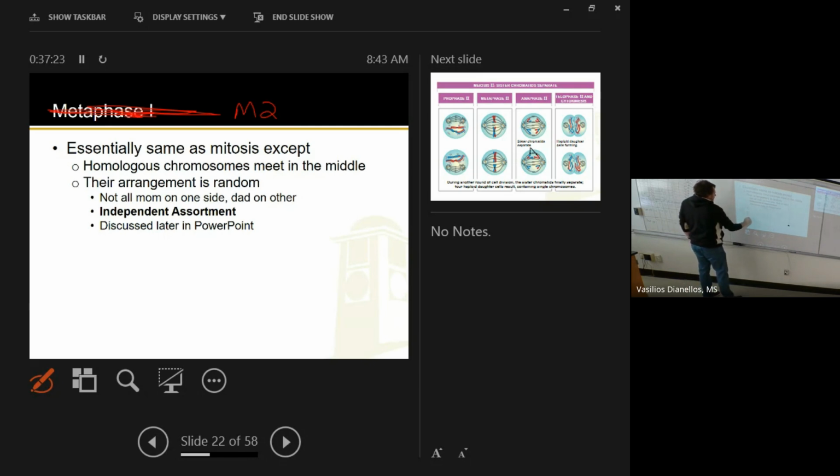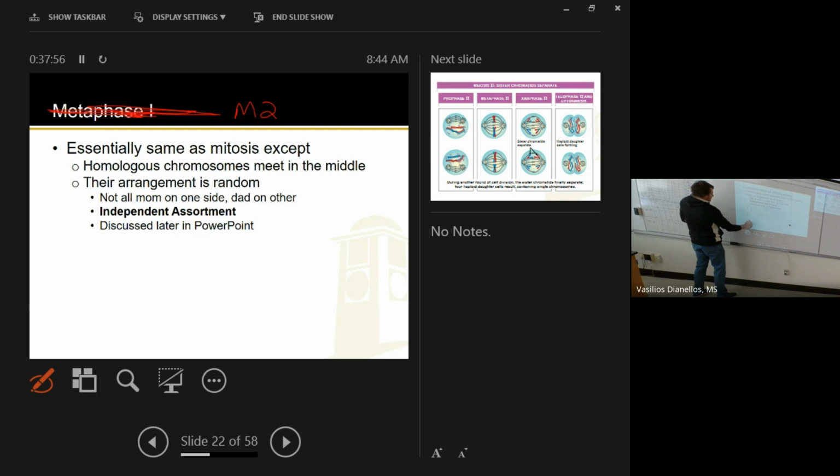What did I say? Red is mom, I think I said. Let's say there's an organism that has 4 pairs of homologous chromosomes. When they meet in the middle, I guess technically you could have this. In metaphase 1, you could have it where all the mom chromosomes are lined up on one side and all the dad chromosomes lined up on the other. That could happen, but it would be very rare. What's more likely is that it just happens randomly.